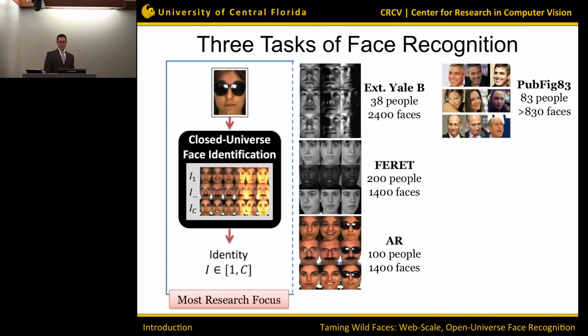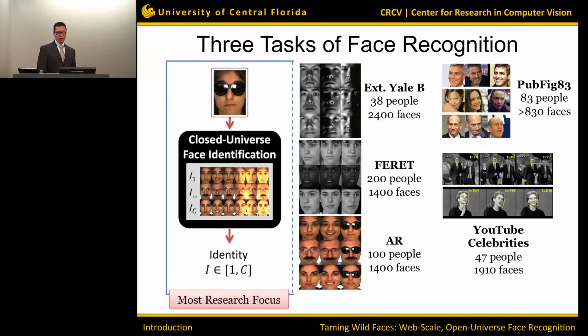There have been some recent studies on a little bit more open wild data, not necessarily open but more wild data, with the Public Figures 83. And finally in video we can look at the YouTube Celebrities.